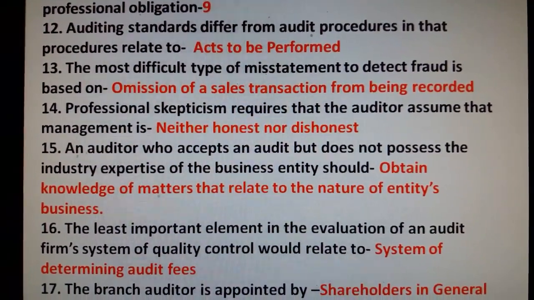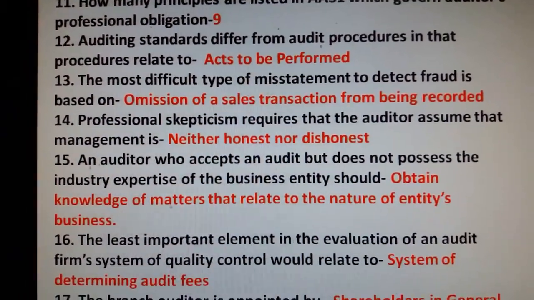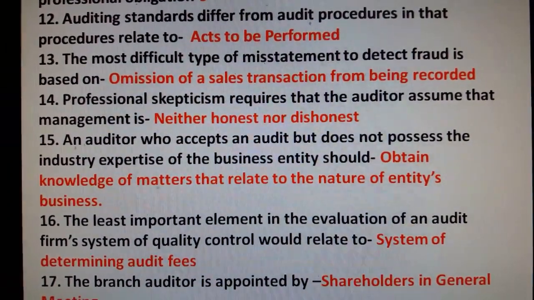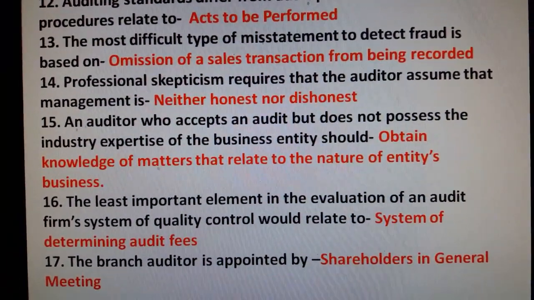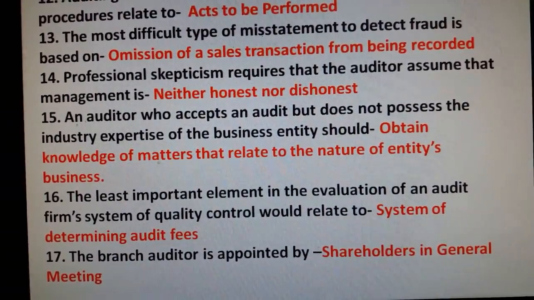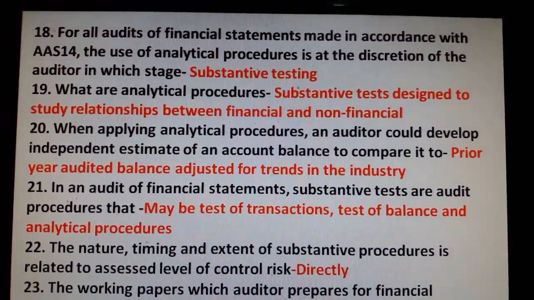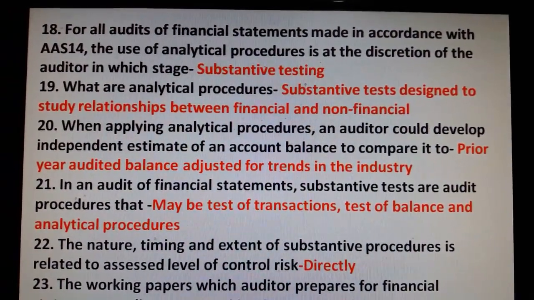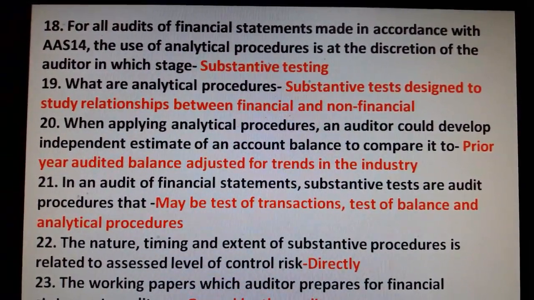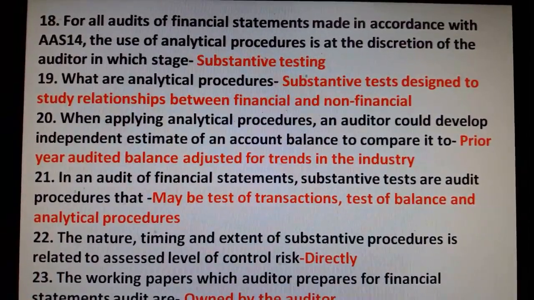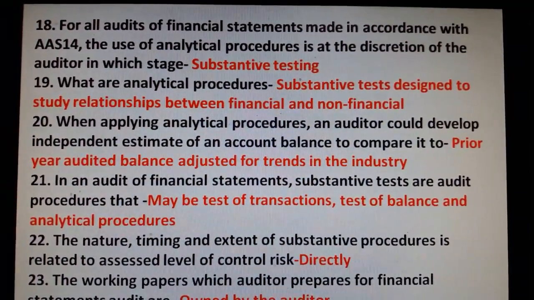The least important element in the evaluation of an audit firm's system of quality control would refer to system of determining audit fees. The branch auditor is appointed by shareholder in general meeting. Question number 18. For all audits of financial statement made in accordance with AAS 14, the use of analytical procedure is at the discretion of the auditor.